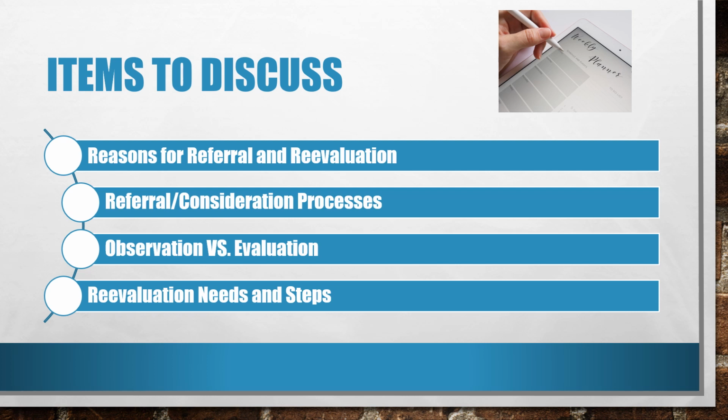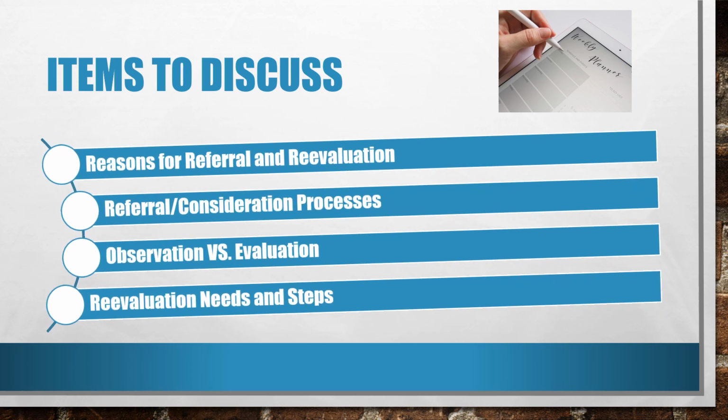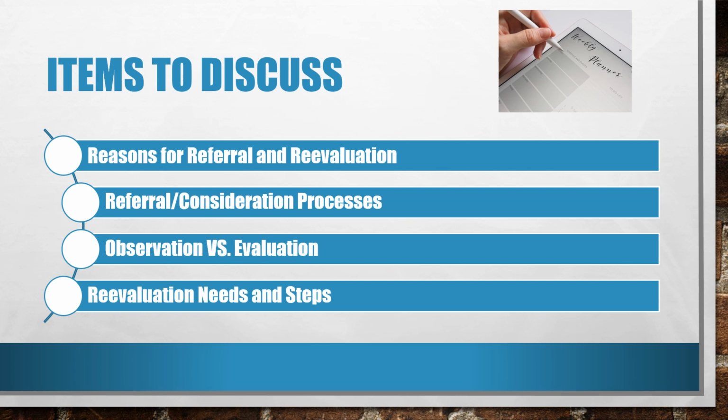In order to better make sense of these rules and steps in GO-IEP, we will review the following items which support the reevaluation processes. We will discuss the reasons for referral and reevaluation under IDEA, the referral and consideration processes in CCPS, and observation versus evaluation and reevaluation needs and steps in GO-IEP, along with outcomes.